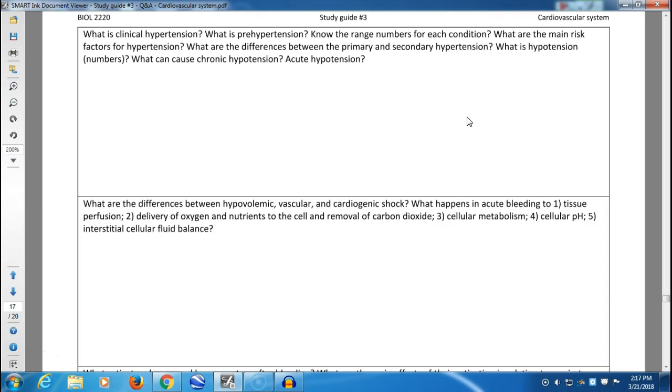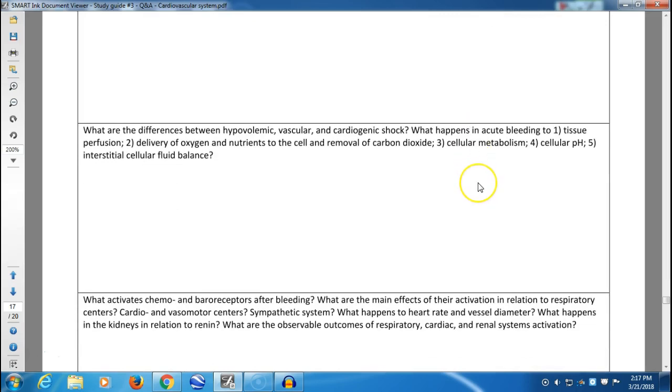Hypotension is lower than 90/60. Okay. Chronic hypotension, Addison's, for instance. Okay. Acute hypotension, shock, or orthostatic hypotension. So, hypovolemic, vascular, cardiogenic shock. Okay, hypovolemic. When does it happen? You lose blood. Vascular shock: vasodilation. Cardiogenic: cardiac insufficiency, when the heart cannot pump.